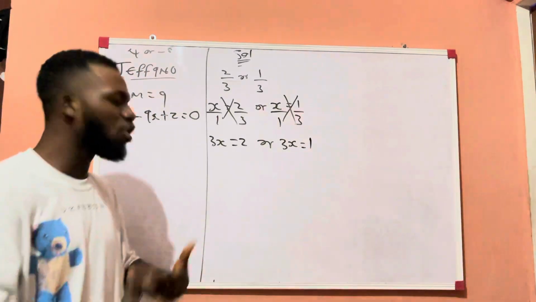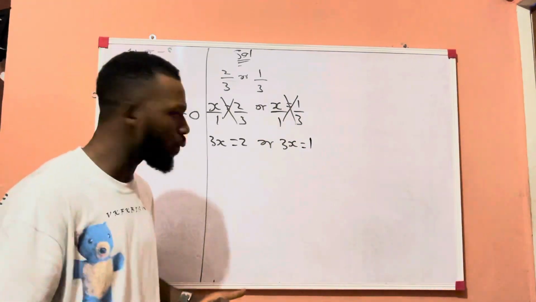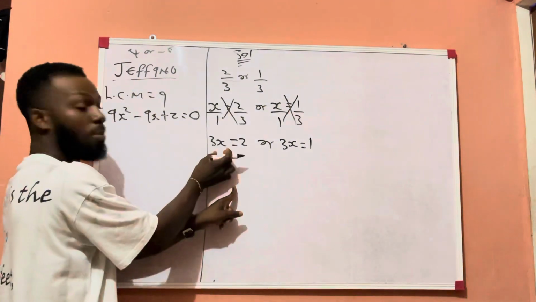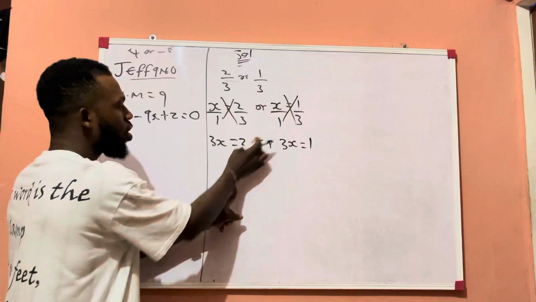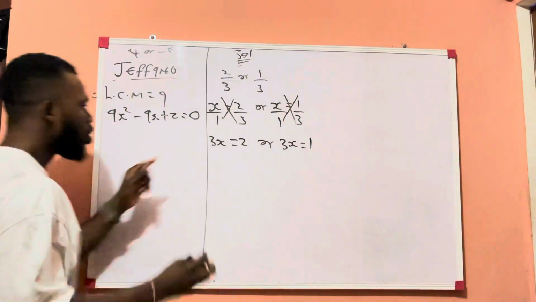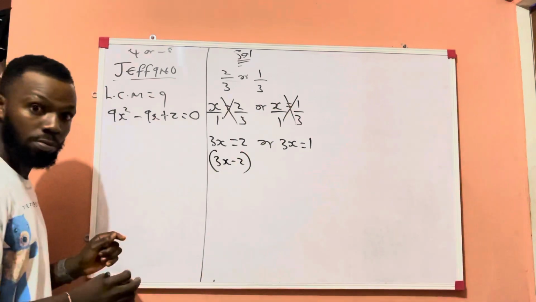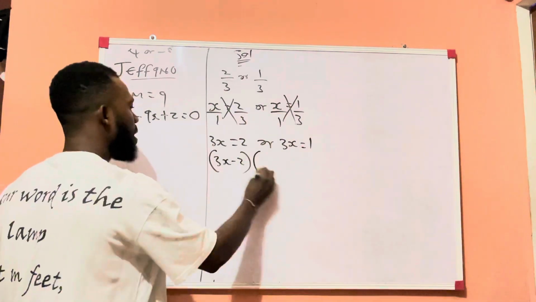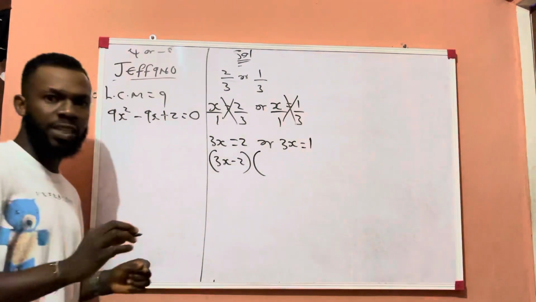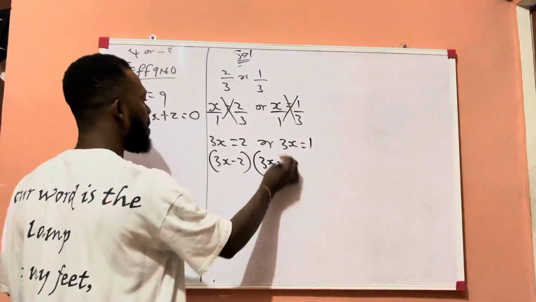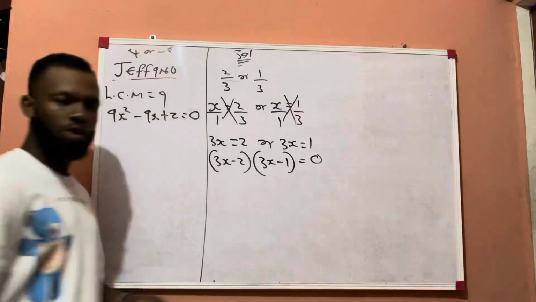Now after cross multiplying, what is the next step you take? This is what you do. 2 crosses the equality sign to meet 3x. Now when 2 crosses the equality, it becomes minus 2. So what do we have in a bracket? 3x minus 2 in a bracket. Then if 1 crosses the equality sign to meet 3x, it becomes minus 1. What do we have? 3x minus 1. Then what do you do next? You equate this to 0.